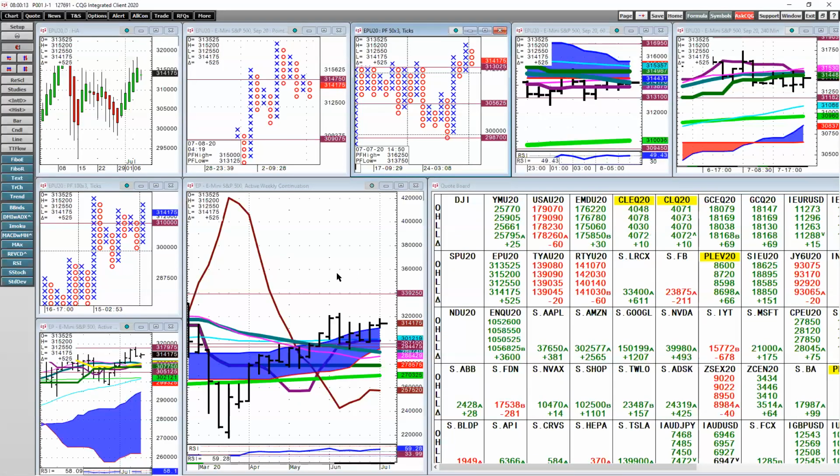This is the second edition of Stan's Corner, and we're going to discuss the differences in delineating spreads.